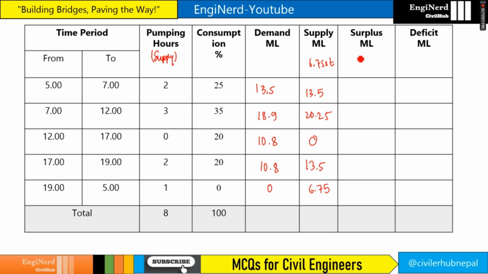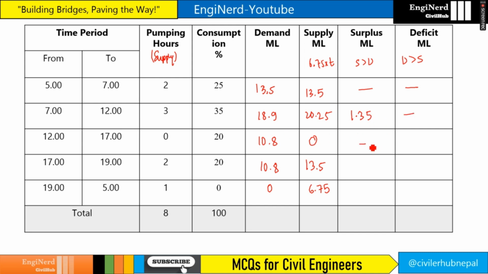Now let's calculate surplus. Surplus is when supply is greater than demand, and deficit is when demand is greater than supply, right? So for the surplus, let's start from the first one, 13.5 and 13.5. There is neither surplus nor deficit, right? For the next, supply is greater, so 20.25 minus 18.9. Since supply is greater, it will be 1.35 in the surplus.